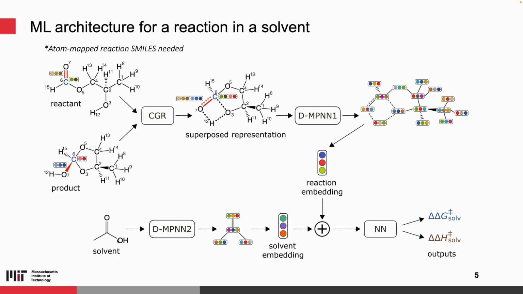Here is a diagram of the machine learning architecture used for predicting the value for a reaction in a solvent. This model uses DMPNN, which stands for Directed Message Passing Neural Network, and it has two different DMPNN networks: one for encoding the reaction SMILES string into a reaction embedding, and one for encoding the solvent SMILES into a solvent embedding. These embeddings are concatenated together and fed into a neural network to give a prediction of ΔΔG solv and ΔΔH solv values.